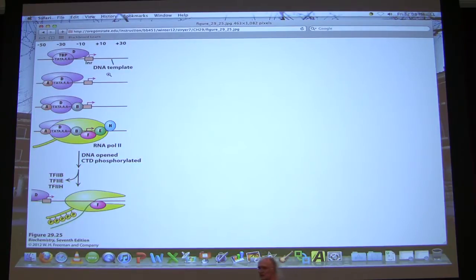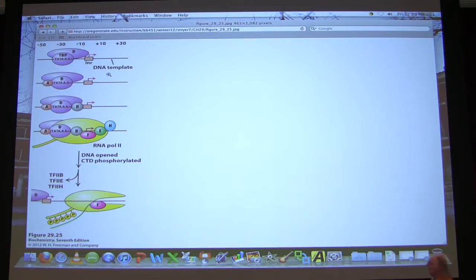We're not going to worry about the individual functions of these proteins, but I just show you this to plant, hopefully in your heads, the orchestration, the fact that there are other proteins that are binding before RNA polymerase comes in and does its business. And only after all of this complex has been assembled does transcription actually start.